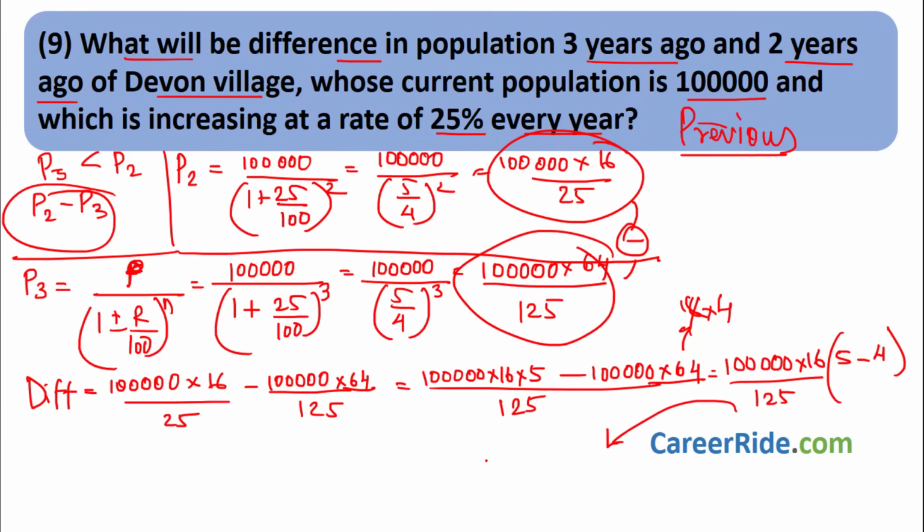And what is the answer for this? You will get, on simplification, 800 into 16, that would give us 12,800. So the difference between population 2 years ago and 3 years ago was 12,800. See how easy it was? Moving to the next question.